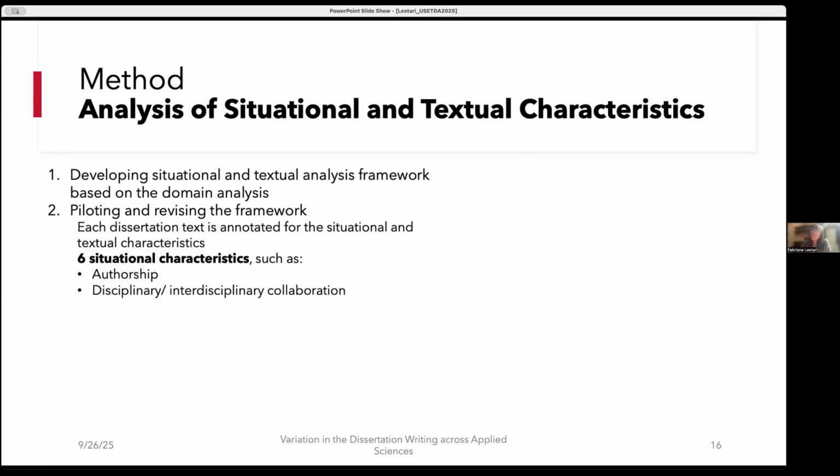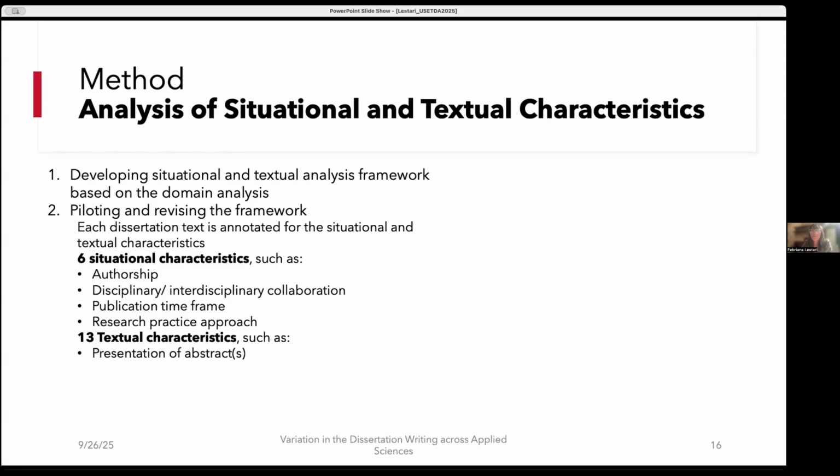So I look at the 6 situational characteristics, like the publication time frame. Does this kind of thing apply to my field, for example, or does the publication time frame only apply to some other disciplines? Then I also look at the 13 textual characteristics. For example, where is the abstract located? How many abstracts does one dissertation text have? And I found some interesting findings based on the codes that I developed for my situational and textual characteristics. And then I conducted the coding process. I analyzed the coding responses qualitatively.